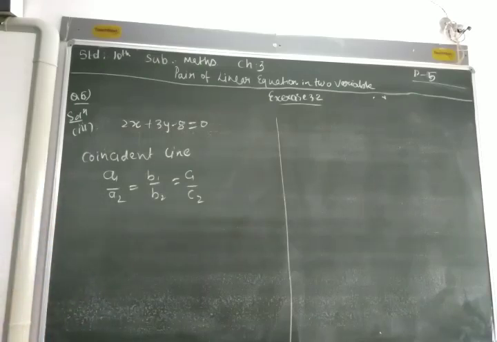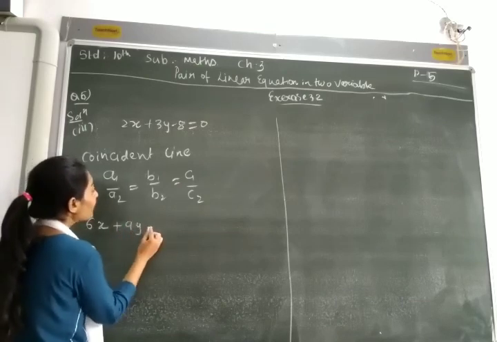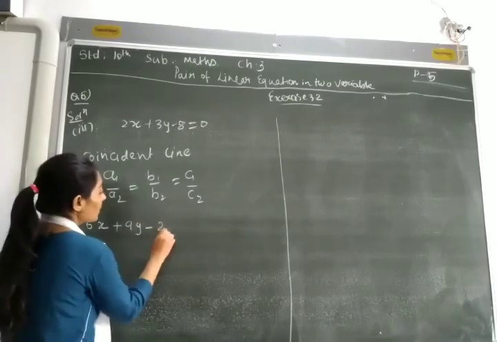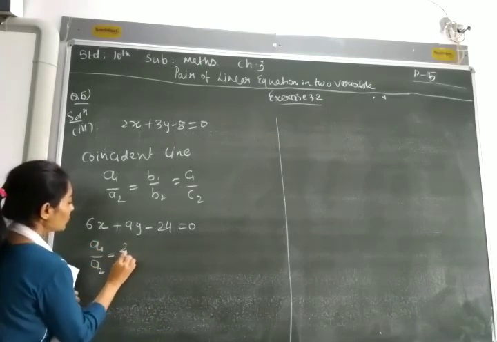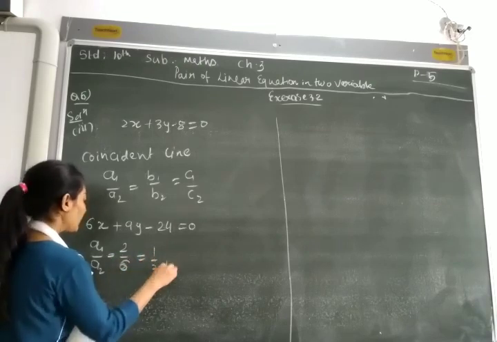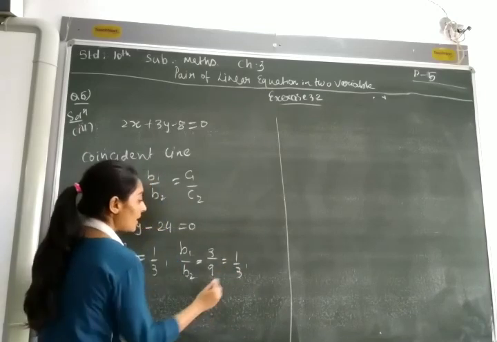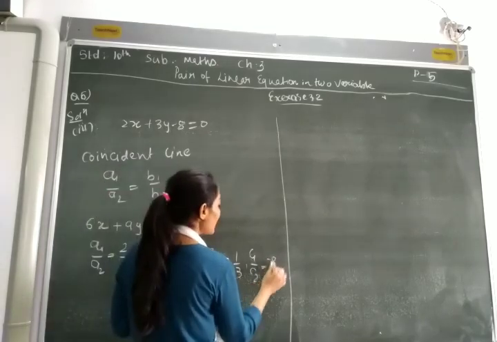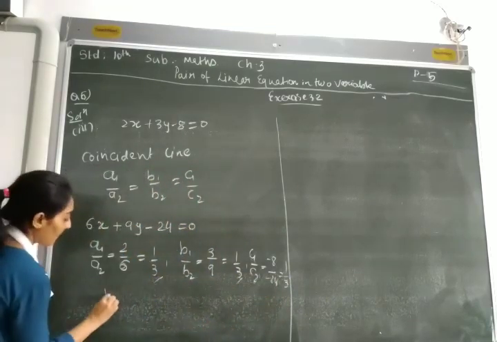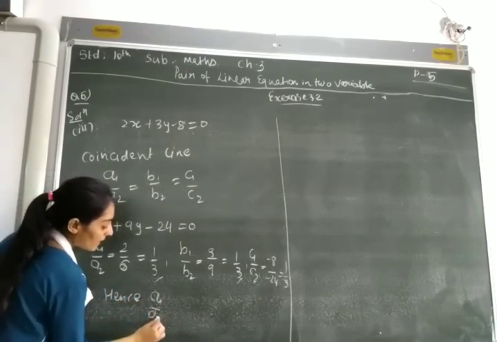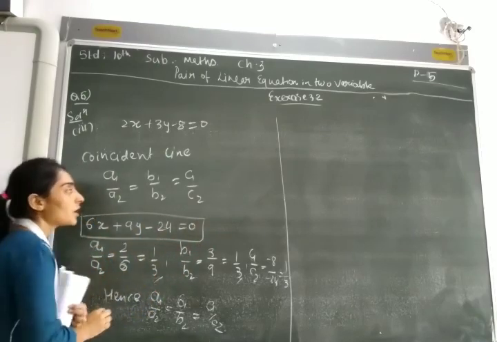So for that, take one example. If I am taking 6x plus 9y minus 24 equals 0. Now a1 divide a2, that is 2 by 6, so I am getting 1 upon 3. Now b1 upon b2 is 3 by 9, that is 1 upon 3 again. Now c1 upon c2, c1 is minus 8 and c2 is minus 24, I am getting again 1 upon 3. Okay. So hence, a1 upon a2 equals b1 upon b2 equals c1 upon c2.